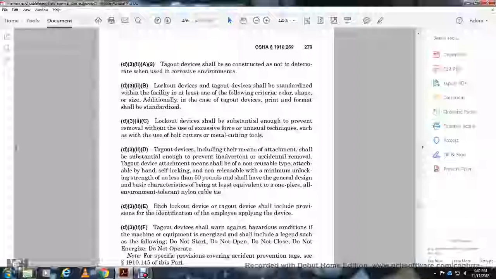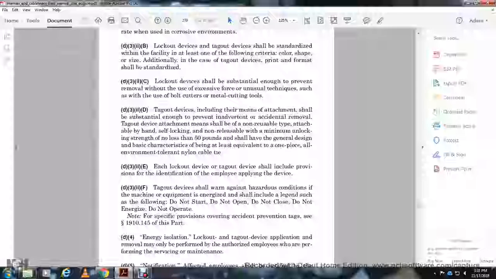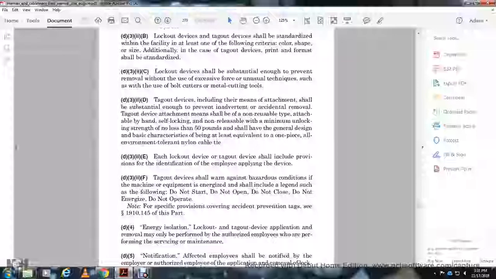It should have the general design and basic character of at least equivalent to a one-piece, all-environment-tolerant nylon cable tie. Each lockout device and tag-out device shall include provision for the identification of the employee applying the device. Tag-out devices shall warn of the hazardous condition of the machine. Equipment that is energized shall include a legend such as the following: do not start, do not open, do not close, do not energize, do not operate. Note: for specific provisions covering accident prevention tags, see paragraph 1910.145 of this part.